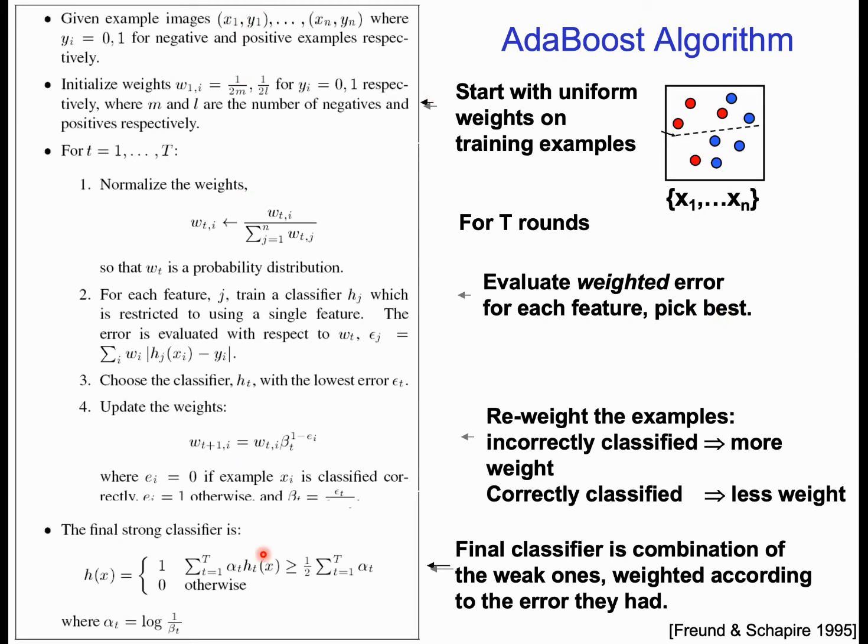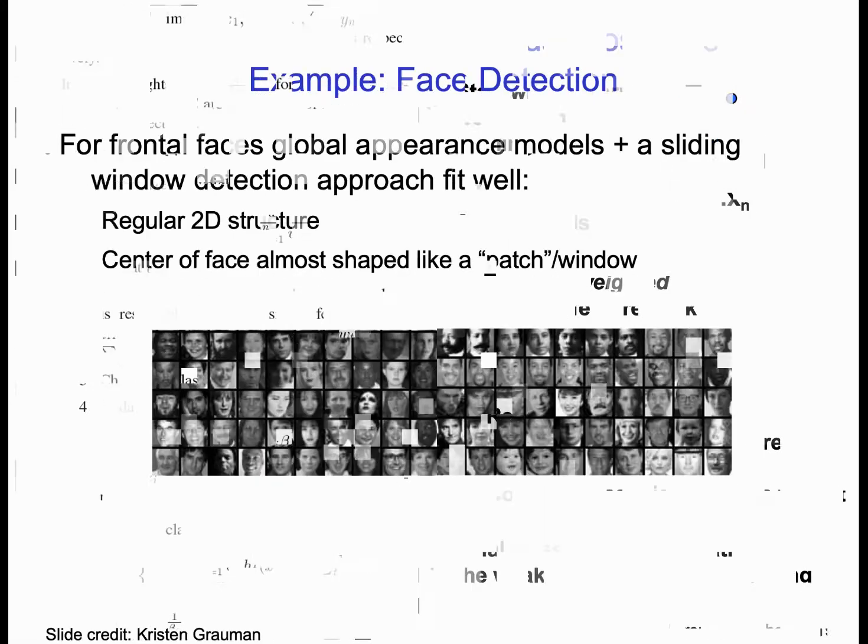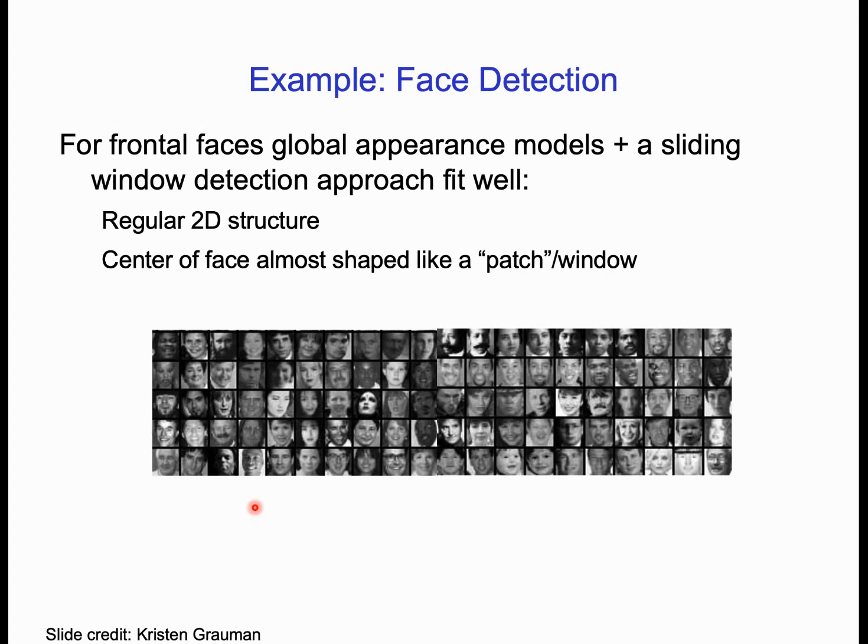I think it's important to understand the intuition behind it, and I strongly recommend going over it, but we don't have to know it by heart. But it has been the underlying learning algorithm for one of the most important face detector algorithms in computer vision, which is the Viola-Jones detector. This algorithm is for frontal faces, and it combines global appearance models with a sliding window detection approach.